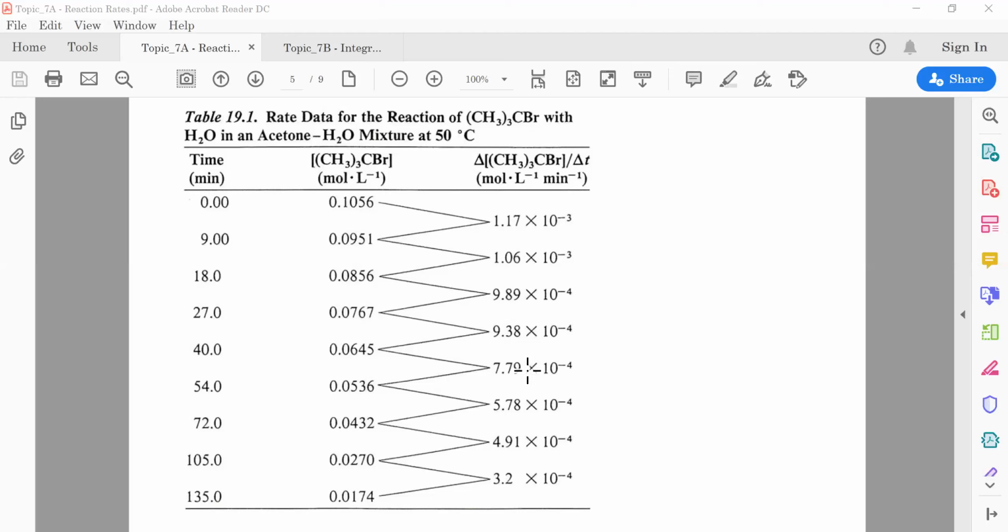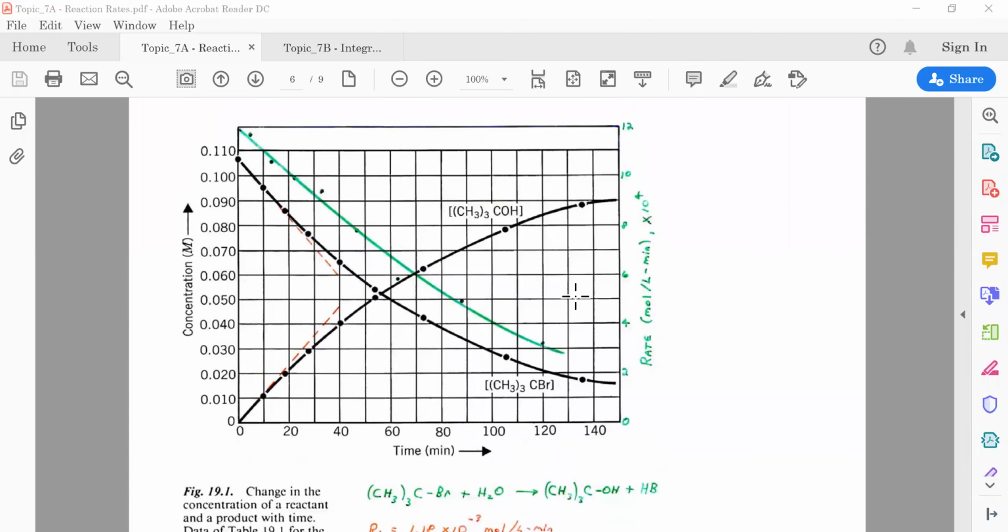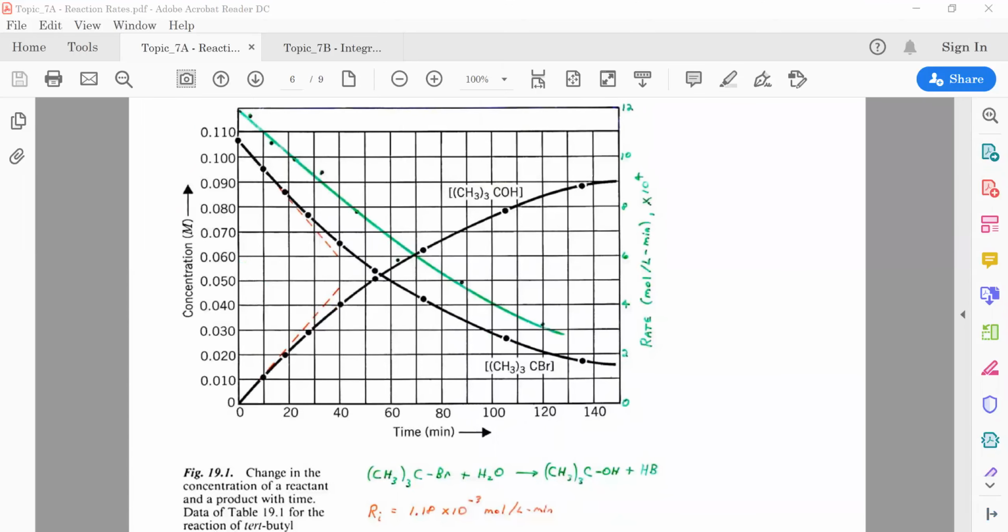And after about 105 minutes, it's down to about 5 times 10 to the minus 4. So the data plotted looked like this. All right, here's that reaction. This is the T-butyl bromide plus water going to form T-butyl alcohol and HBr. The R has been cut off here, but that's what that is.